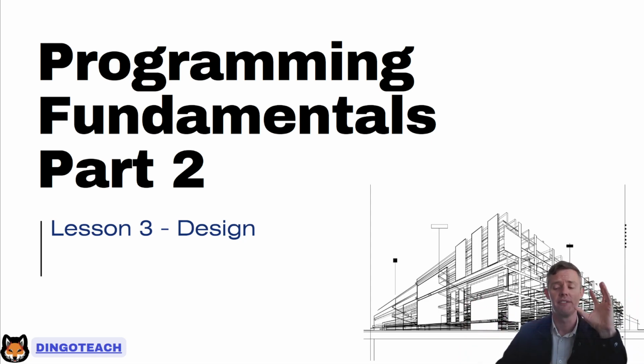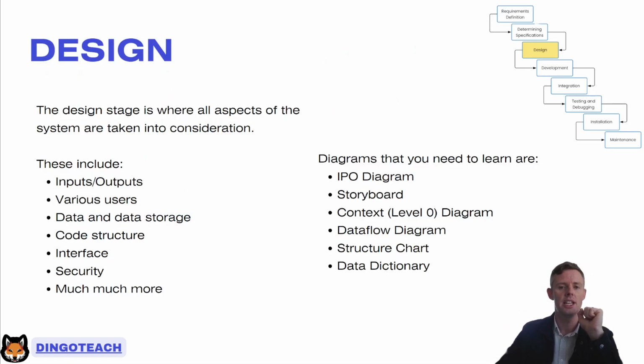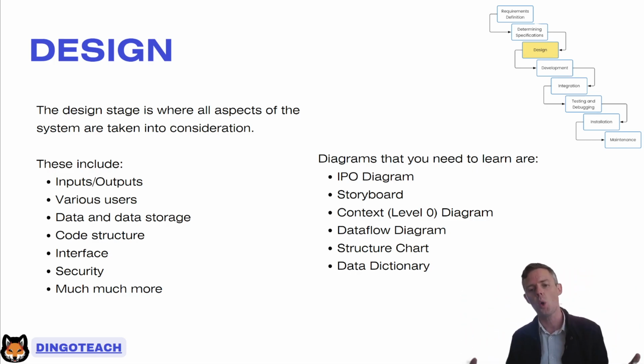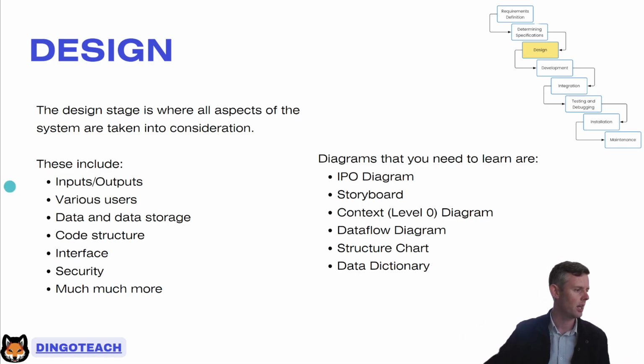Now, this is going to be a very chunky lesson, so I'm going to break this down into probably 2, maybe 3 videos. We'll see how we go. But essentially, we're in the third phase, as I said before. All the things that we need to consider aren't just what the program looks like and some of the code. It's things like what goes in, what comes out, who the users are, what data we have, where we are going to store it, what the code is, what the interface is, what security is, and all the other stuff around that.